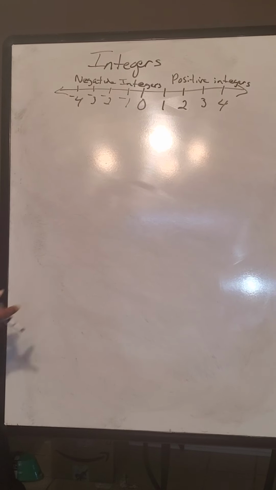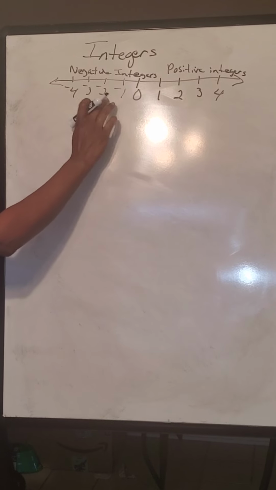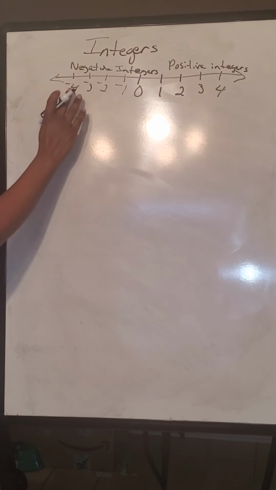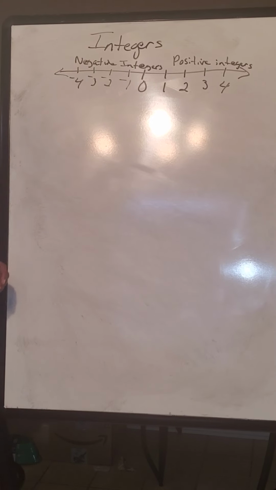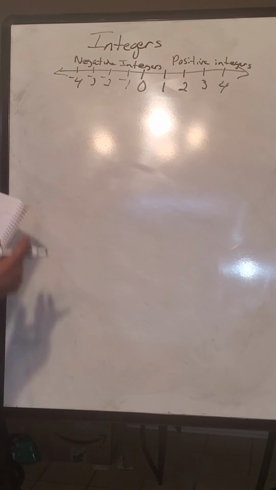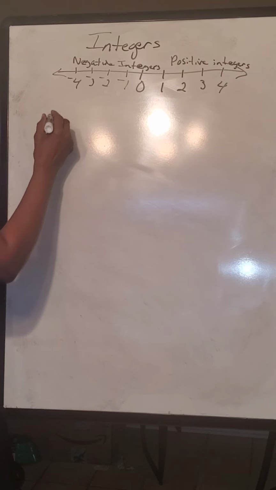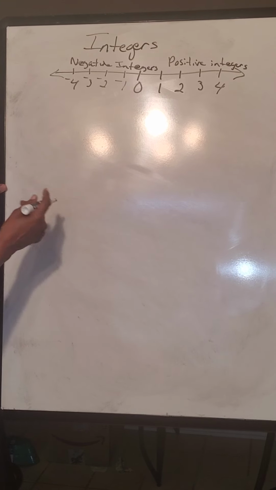And when you're looking at your integers, the closer a negative number is to 0, the larger the number is. The closer a number is to 0, the larger a number is, okay? First thing we're going to do is graph on the number line. So we're going to graph some integers and their opposites now.